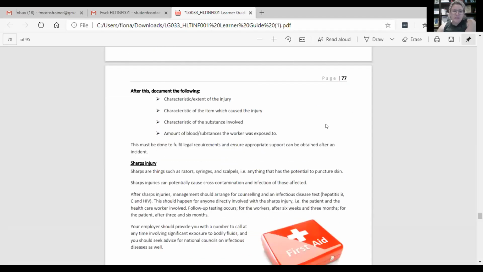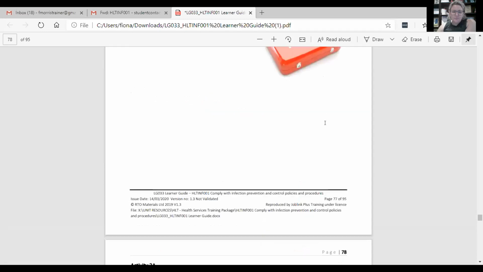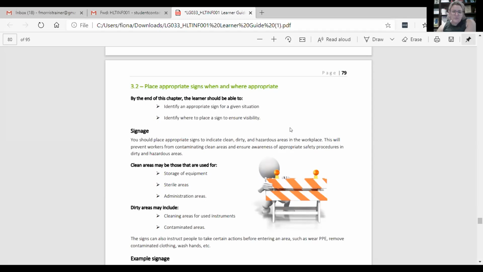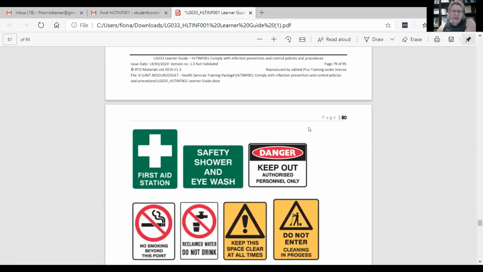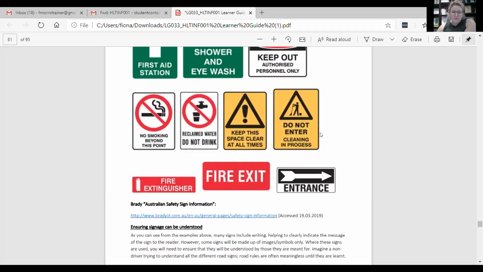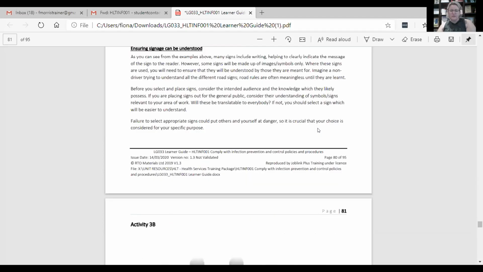So 3B, we're up to 3B now. Refer to the case study. Create a sign which outlines which is appropriate for Louise to use to warn people of a slippery surface. That's really easy, that one. Just a wet floor sign. Any of these, well, these two, this one. Do not enter, exclamation mark, that sort of thing will be fine.